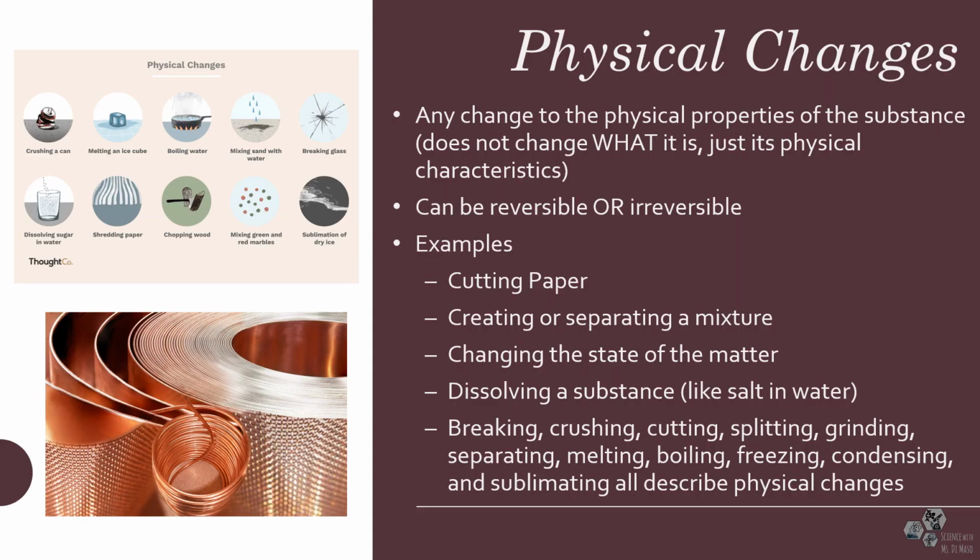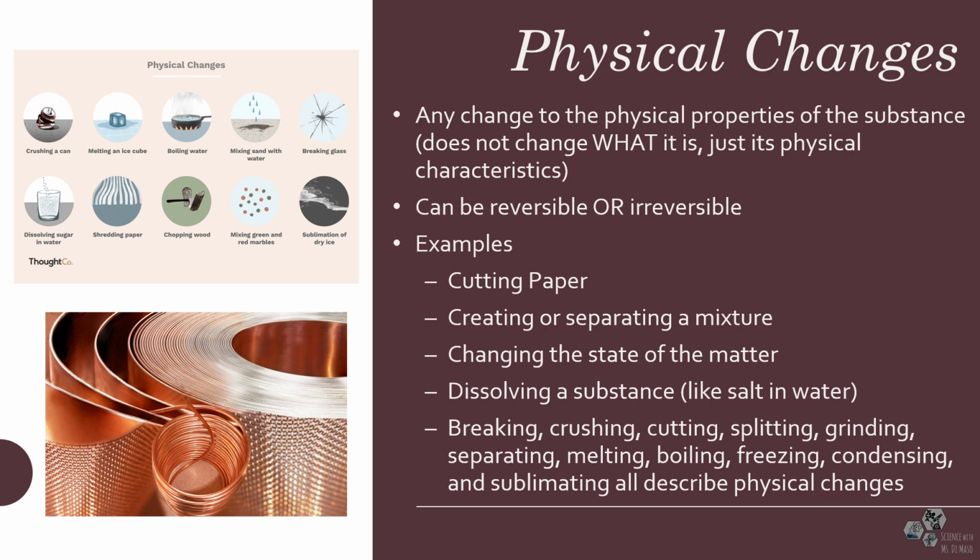Now, a physical change is any change to these physical properties that we've talked about of the substance. It doesn't change what the substance is, it just changes some of its physical characteristics. So if I took a piece of gold and hammered it down into a sheet, it's still going to be gold, it's just going to have a different shape. So these can be reversible or irreversible. I can melt ice into water and then refreeze it back into ice. Sometimes you can't do that. It just depends on what type of change you're making.